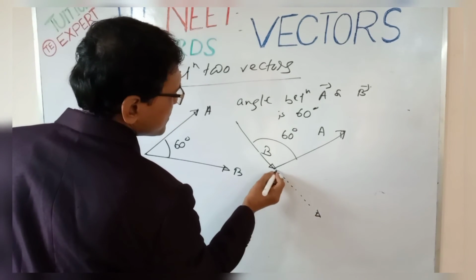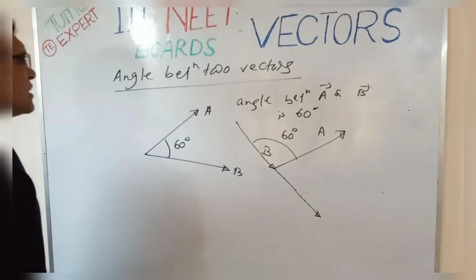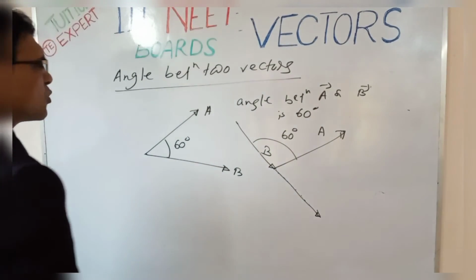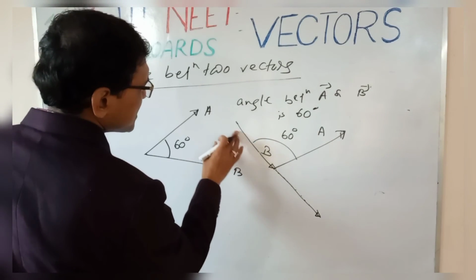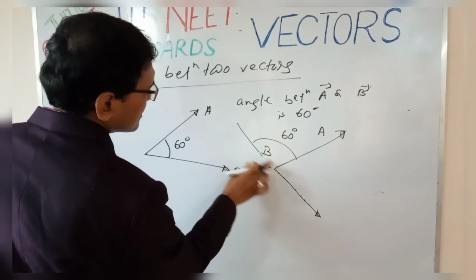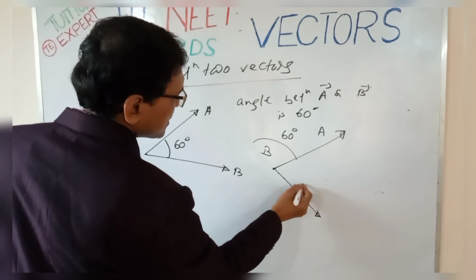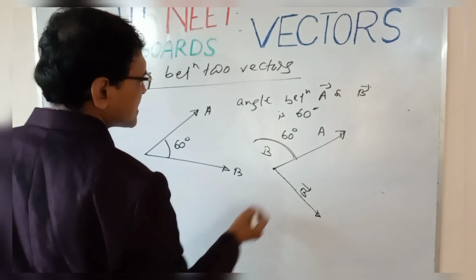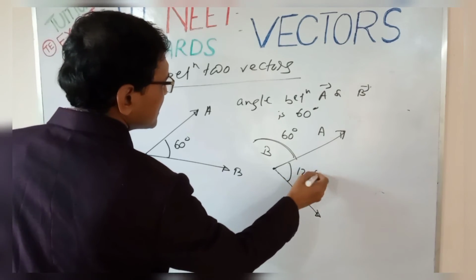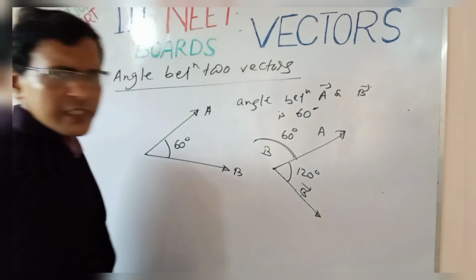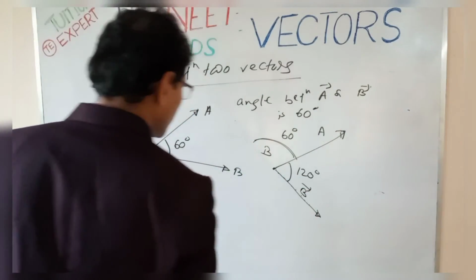So b must be shifted. To determine the angle between two vectors, they must be coinitial or coterminal. That is, b can be shifted this way so the initial point will be the same. So b can be this. Now if this angle is 60 degrees, this angle is 120 degrees, because of 180 degrees. Now we can say that the angle between a and b is 120 degrees.